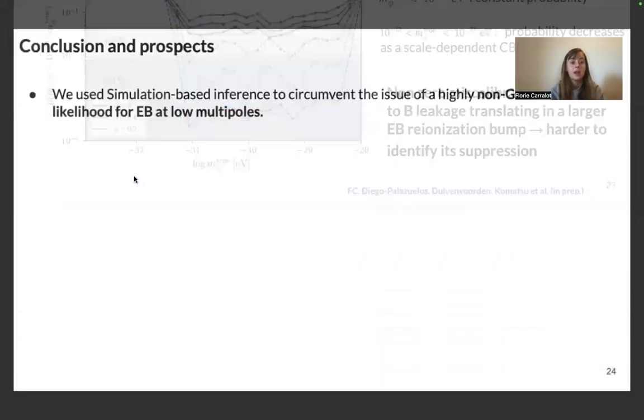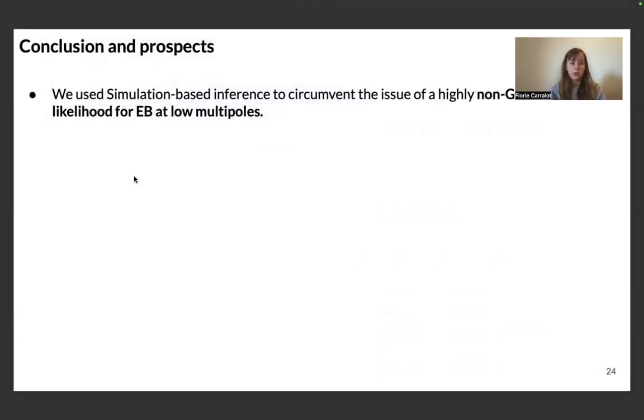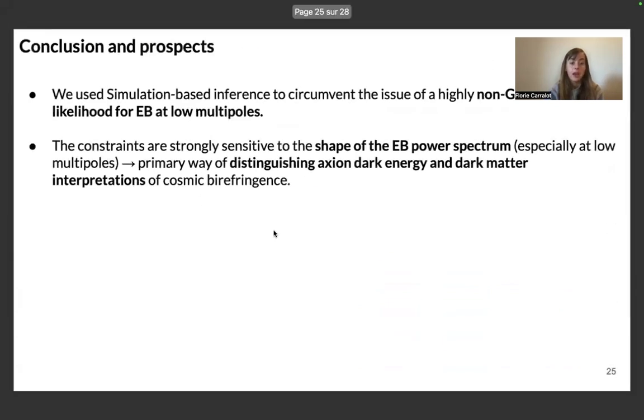So to conclude this talk, we used SBI to circumvent the issue of the highly non-Gaussian likelihood for EB at low L. In our cosmic variance and noise limited framework, the constraints are strongly sensitive to the shape of the EB, which is a primary way of distinguishing between axion dark energy and dark matter interpretation of cosmic birefringence.